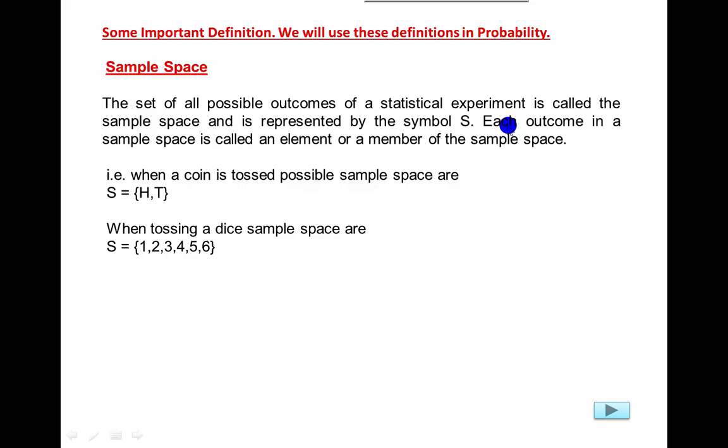Each outcome in a sample space. You will obtain the outcome from the experiment. Each outcome in a sample space is called an element or a member of the sample space. With the help of this example, you can understand. This is a very simple and most popular example used in probability and all possible arrangements. You have already used this example in mathematics.